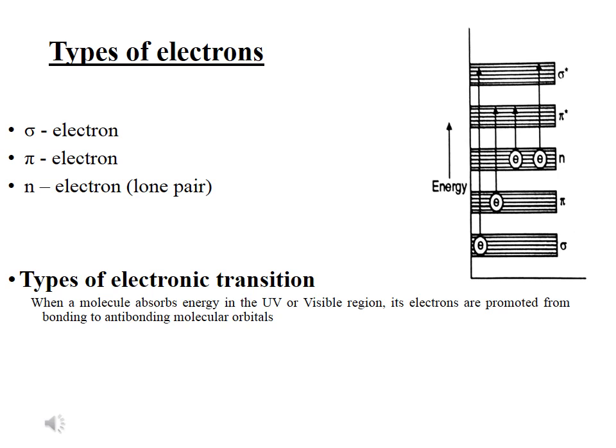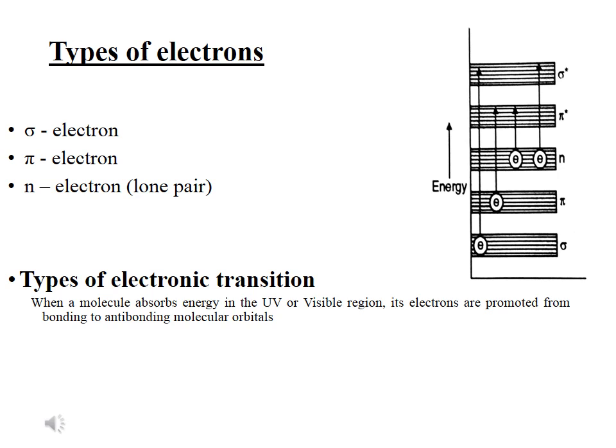And the next part is how these transitions actually occur. As I already described in the beginning, UV visible radiation is responsible for electronic excitation. So first of all, we should understand, before electronic transition, how many types of electrons are there. Basically there are three types of electrons: the sigma electron, pi electron, and n electron, which is also known as lone pair electron. As you can see in the energy level, first the sigma electron, then the pi electron, then the n electron, then pi star meaning anti-bonding pi, and anti-bonding sigma.